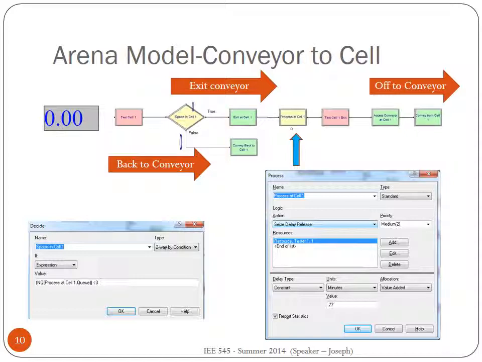If you have the space, you will go through the processing cell, you will be tested, and then you will move to the exit load, and then you will access the conveyor belt. If a space is available, then you will move into the conveyor belt.